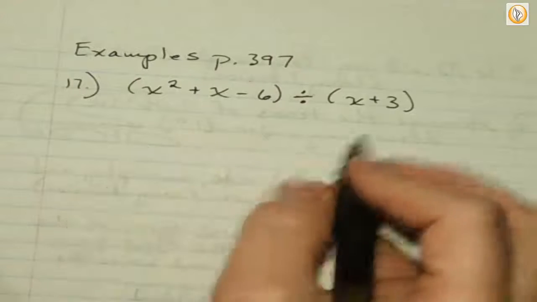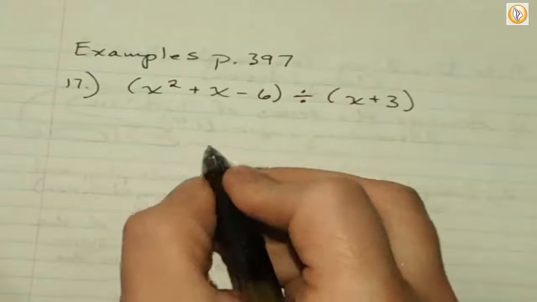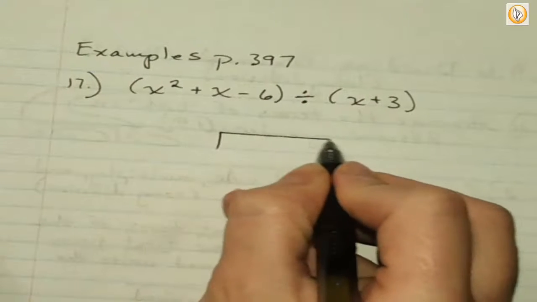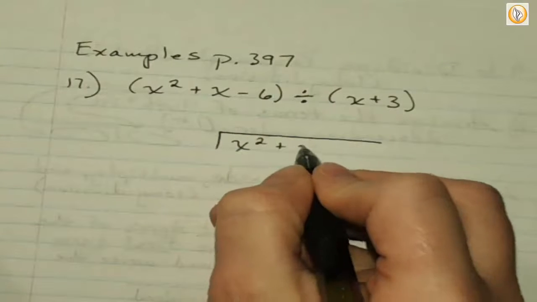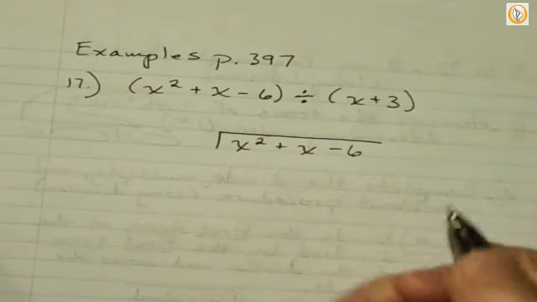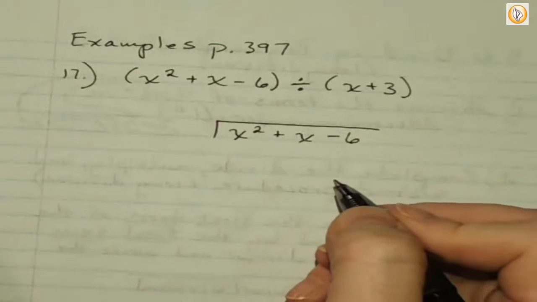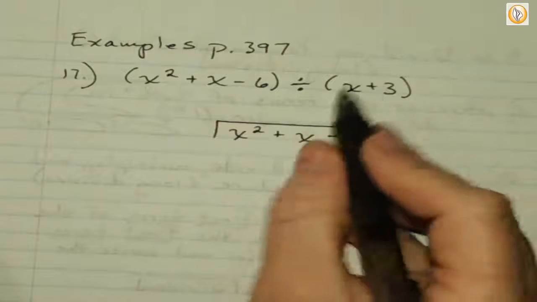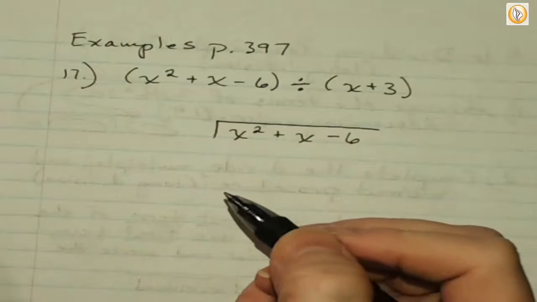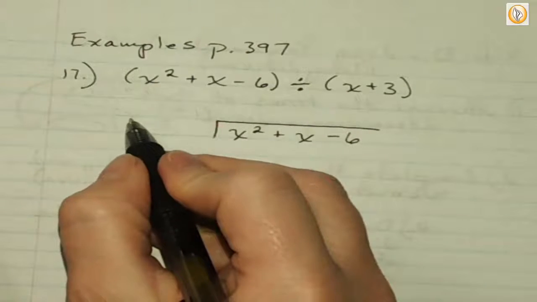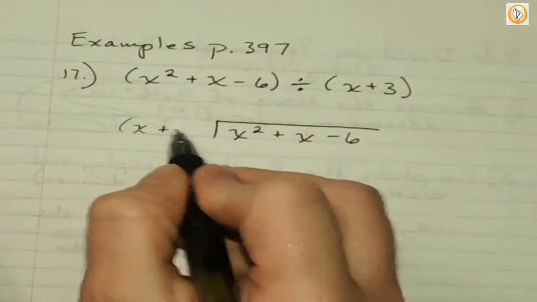All right, so here we go. I'm going to write, this is being divided, so that goes into the house. X squared plus x minus 6. Nice and neat, children. This goes on the outside. And I'm going to keep it in parentheses just because.